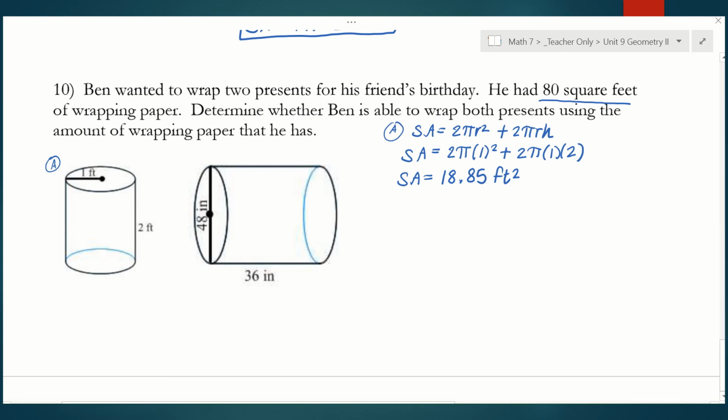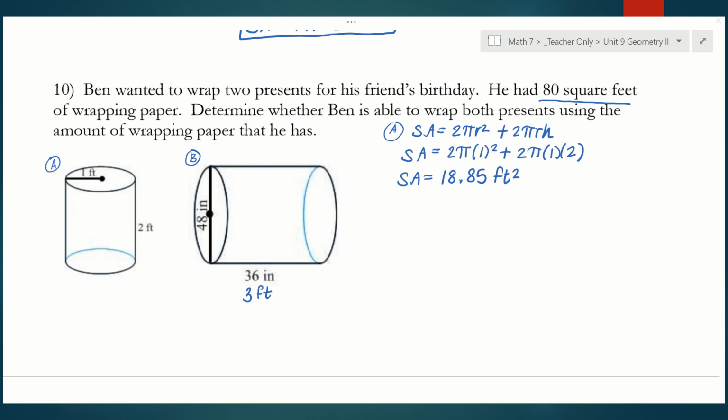Now let's figure out the surface area of the second one. Now, one thing I want to point out is that the second one has dimensions that are in inches, and we're trying to figure out how many square feet. So what I would recommend doing is changing those dimensions into feet before you even start. So the height of that cylinder is 36 inches, which I know is 3 feet because there's 12 inches in every foot, and 36 divided by 12 is 3.